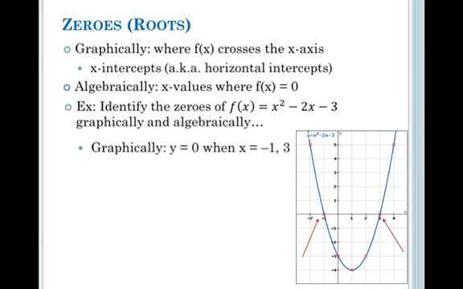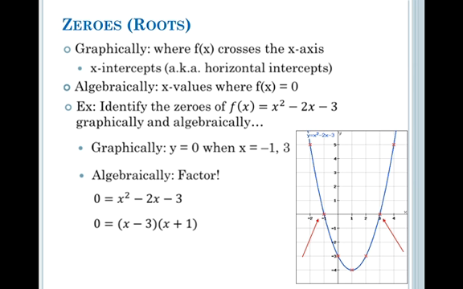If we were to try to find this algebraically, we would set this function equal to 0. So we would write 0 equals x squared minus 2x minus 3, and then we would solve this quadratic equation. You could either use the quadratic formula or you could factor. Here, factoring would be easier. So we factor it, and since we have a product of two factors that equal 0, that means that at least one of these factors has to be 0. So we set each factor equal to 0, and then we solve for x. And again, we would get that x is 3 or -1.